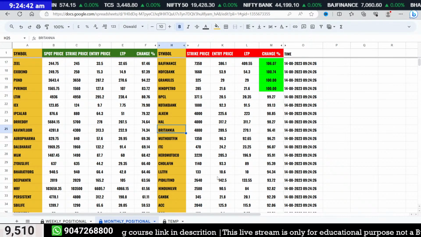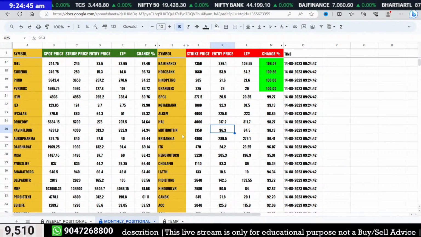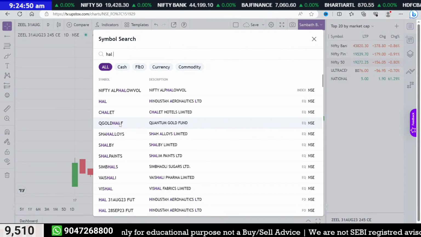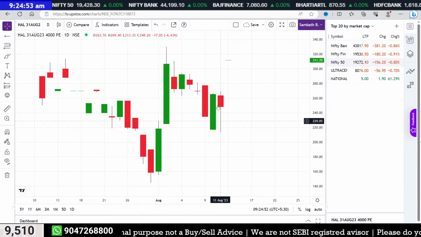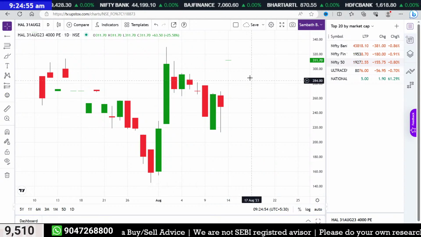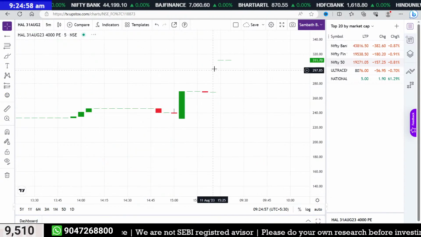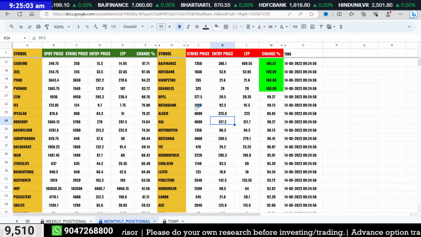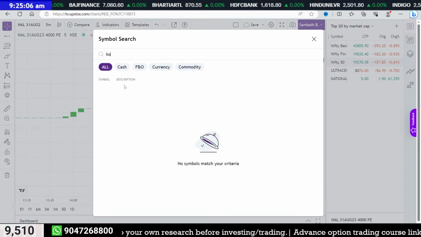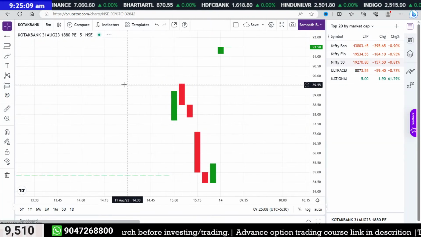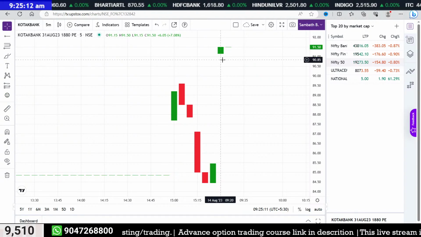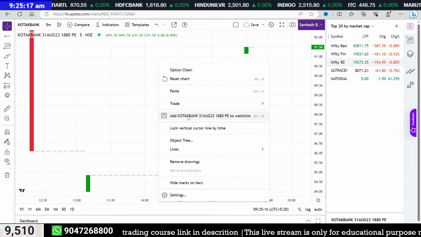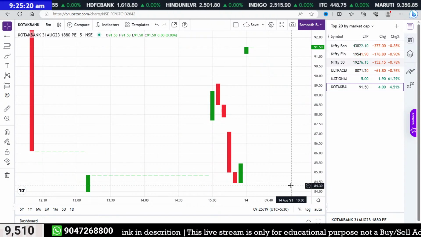So Britannia 4800, 289, HAL 317, so HAL 4000. These are monthly opportunities. Okay, so I think it is a gap up, but it has not traded yet in the 5 minutes time frame. So look at this, not liquid. Simply ignore it. And what we can look for is Kotak Bank 1880. Kotak Bank 1880 put option having some volume. Okay, so 91, our entry point should be 92.3. So that may be one more opportunity which we can add to our watch list.